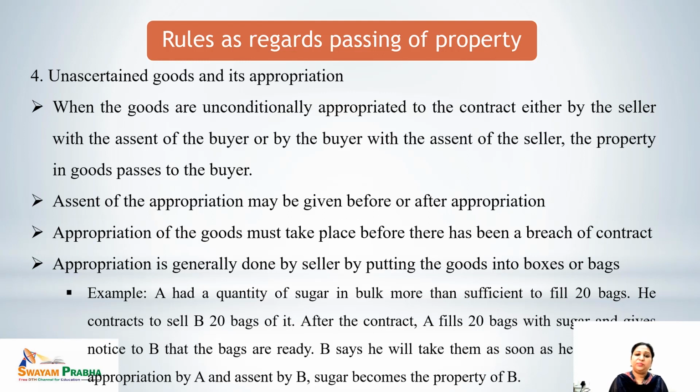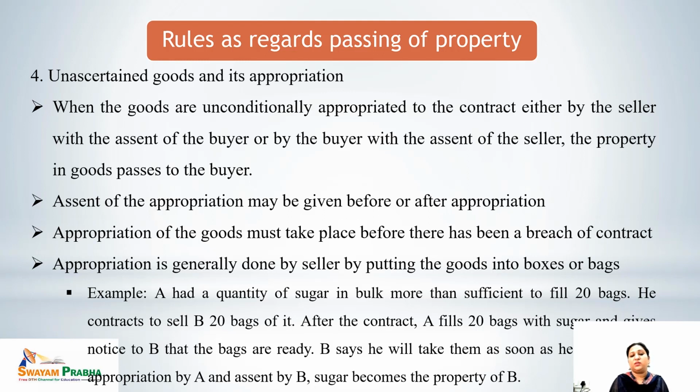Let's see the example. A had a quantity of sugar in bulk more than sufficient to fill 20 bags. He contracts to sell B 20 bags of it. After the contract, A fills 20 bags with sugar and gives notice to B that the bags are ready. B says he will take them as soon as he can. By this appropriation by A and assent by B, the sugar becomes the property of B.